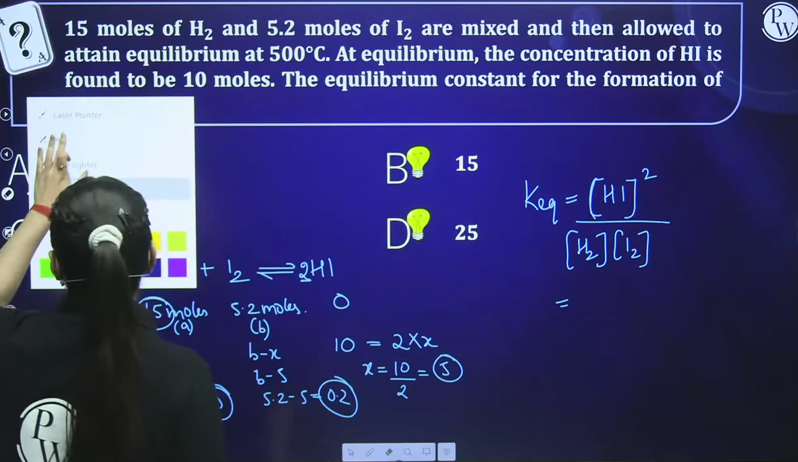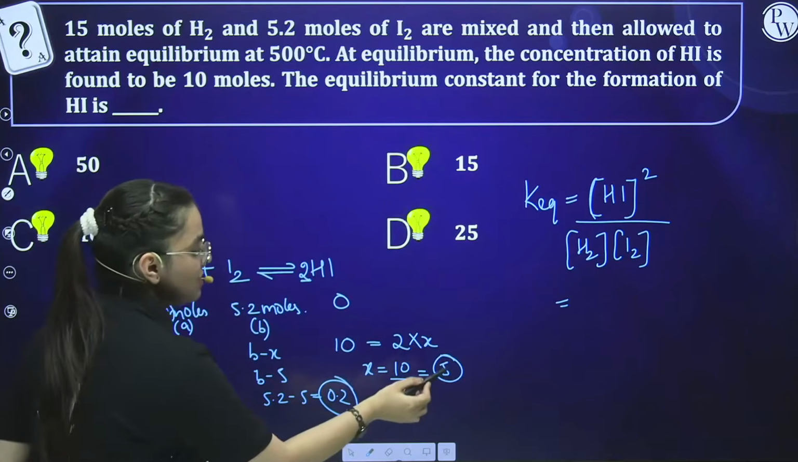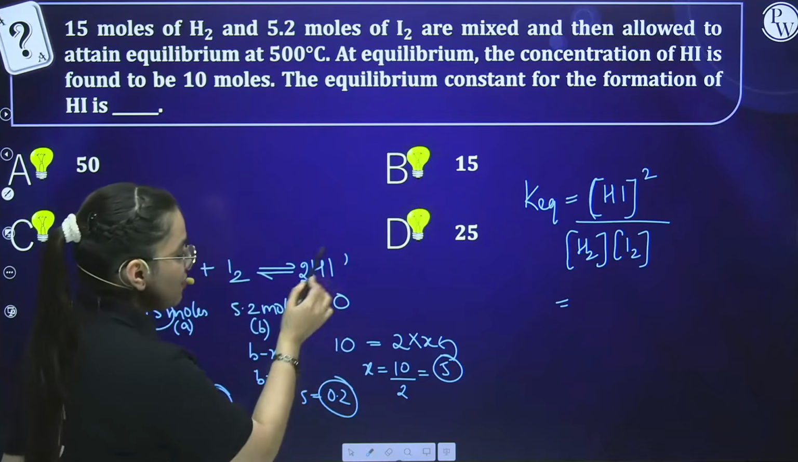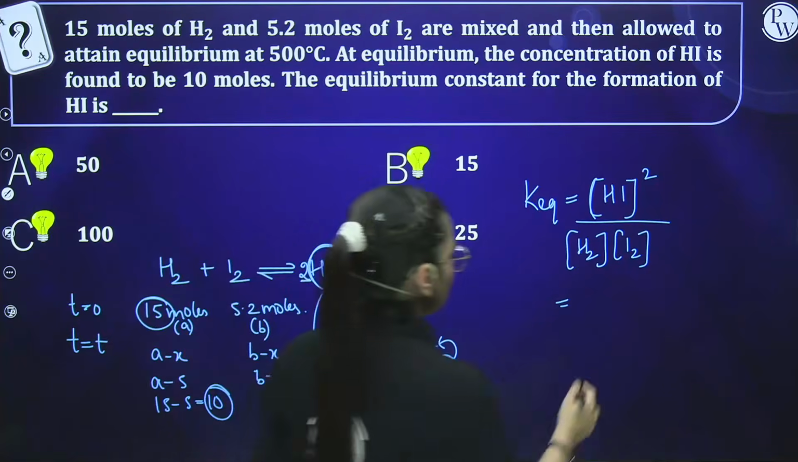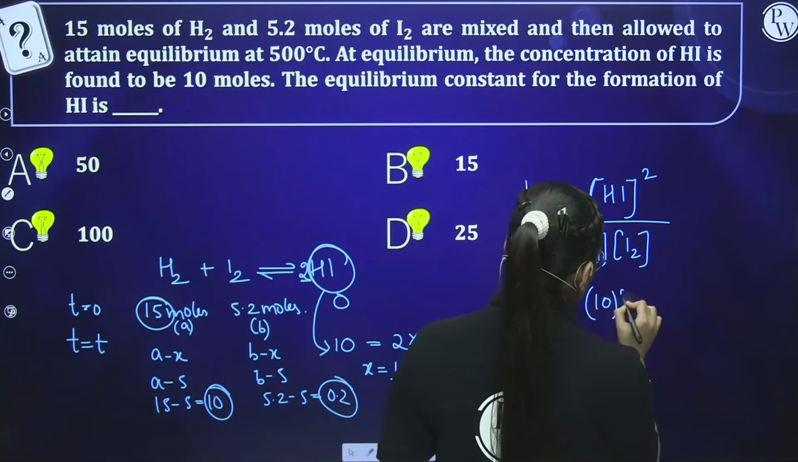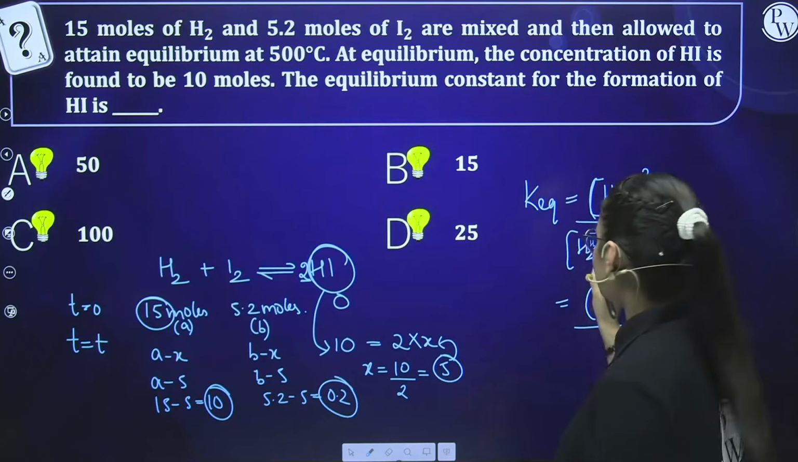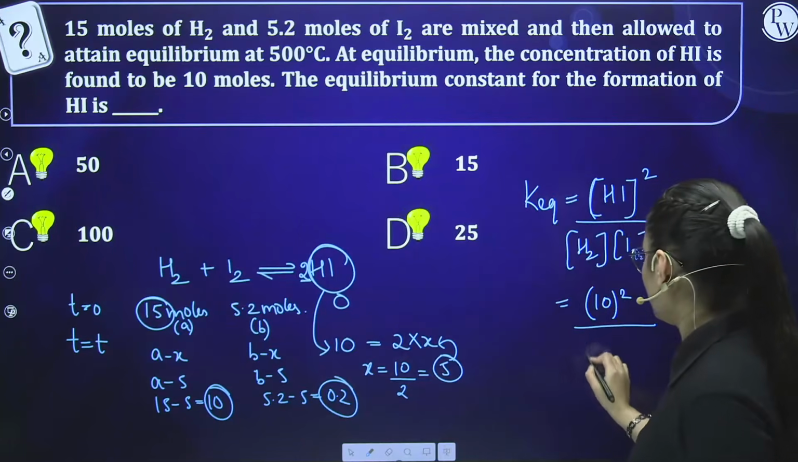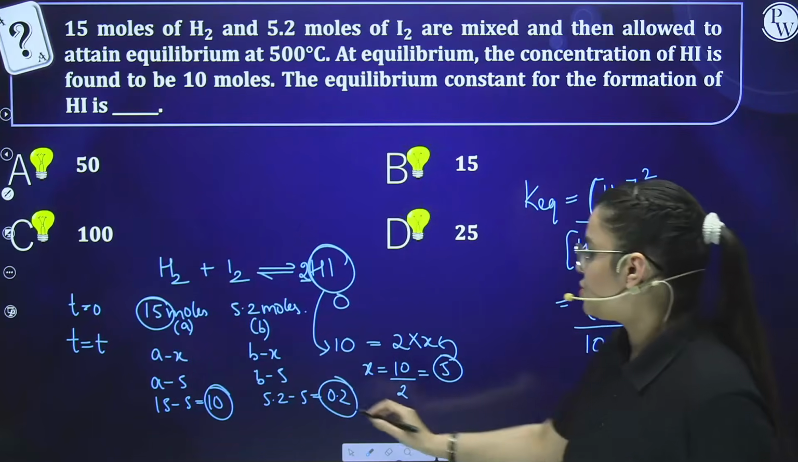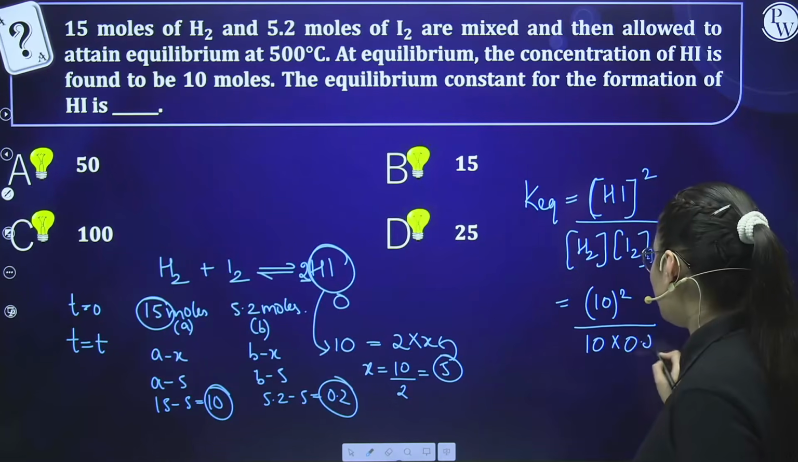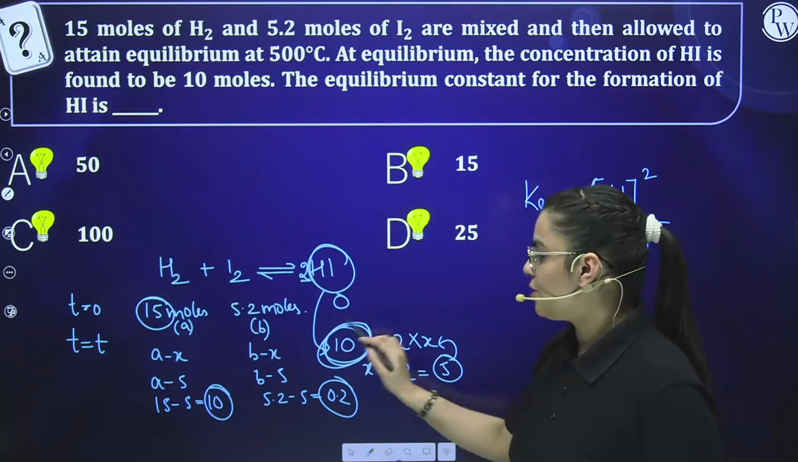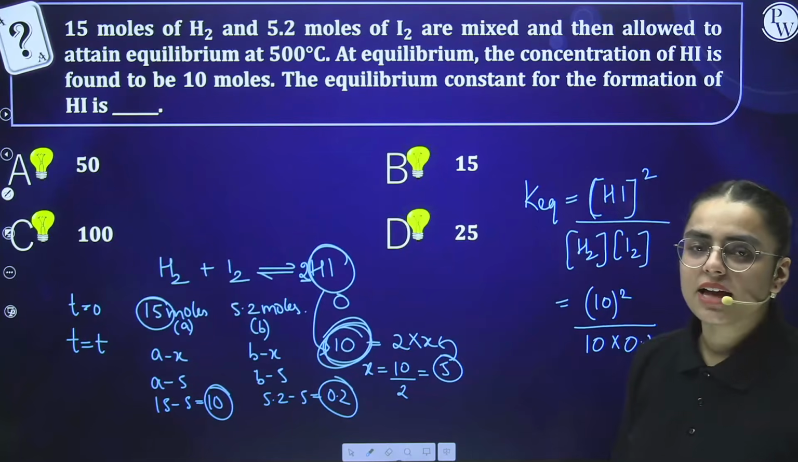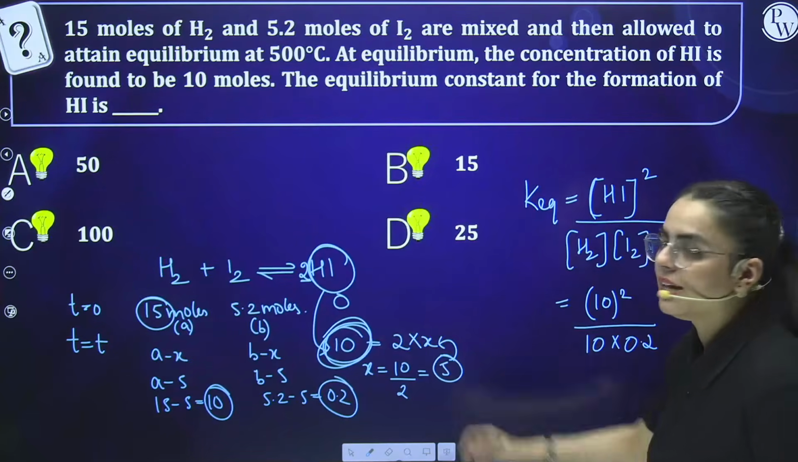5 will not come. Why will 5 not come? 5 is the value of X. What is the value of HI over here? It is 10 moles. So the concentration is 10 moles. 10 square divided by, what is the concentration for H2? It is 10. Into what is the concentration of I2? It is 0.2. Again, I am telling you, 5 is the value of X that we have calculated from the concentration of HI. The concentration of HI was given in the question only, 10.